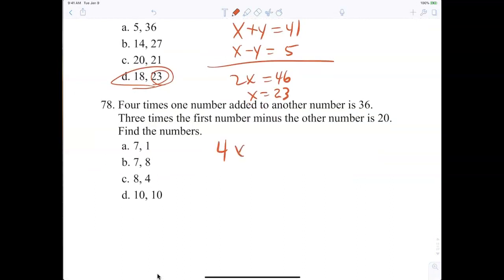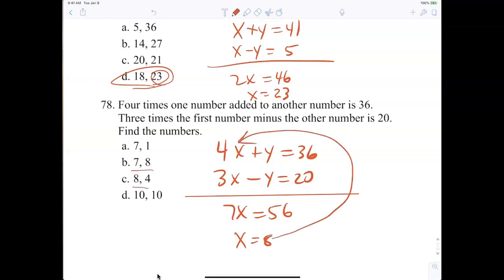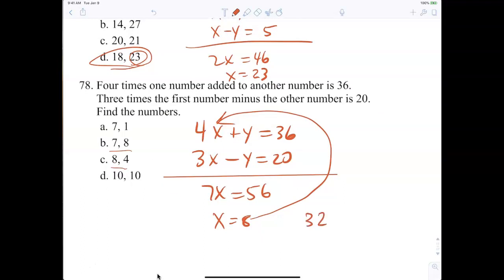4 times one number added to another number is 36. 3 times the first number minus the other number is 20, which is really nice because you can just add these. So 7x equals 56, so x equals 8. All right, now I want to make sure I get the right one. So I'm going to plug 8 back in. So 4 times 8 is 32 plus y equals 36, so y had to equal 4. Yeah, 8 and 4 is correct.